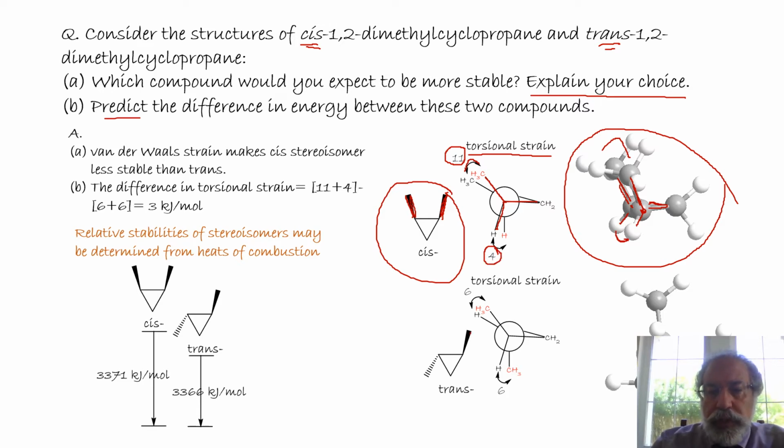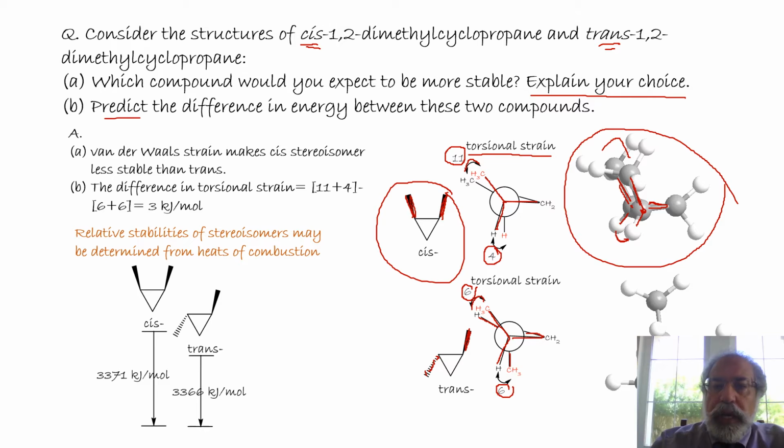For the trans, when one is up and one is down, we can say one in front and one in the back. Again, from 3D I draw the Newman projection. Here you have two CH3-H eclipsed, 6 kilojoules per mole each.